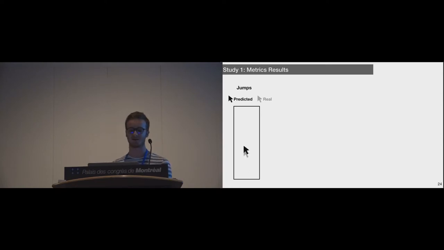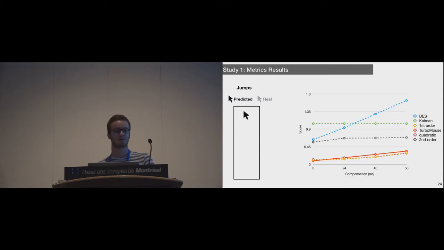The jump metric measures how often the cursor jumps away from the trajectory from time to time. The results are similar to the jitter metric, where Tubermans has an advantage over the double exponential smoothing technique.